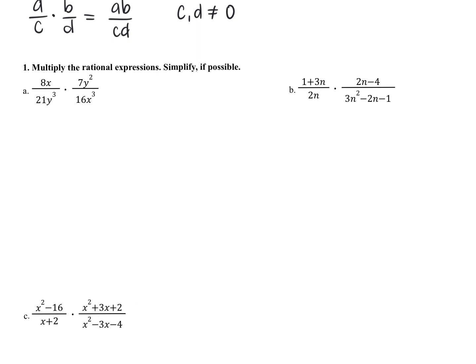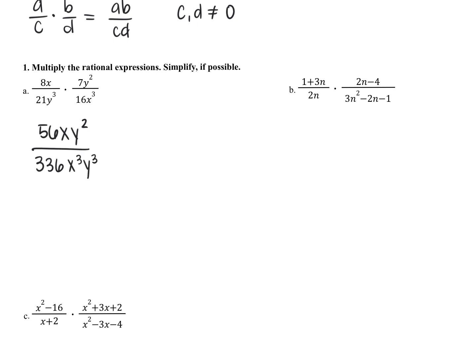So when you're multiplying two monomials, you have two options. You can either simplify first, multiply, and see if it needs simplifying again, or you can just multiply and then simplify once. I like to multiply and then just simplify once. So I'm going to multiply my numerators, 8x times 7y squared, and 8 times 7 is 56, and then x times y squared is just xy squared. In the denominator, we're going to do 21 times 16, which is 336, and then y cubed times x cubed just becomes x cubed, y cubed.